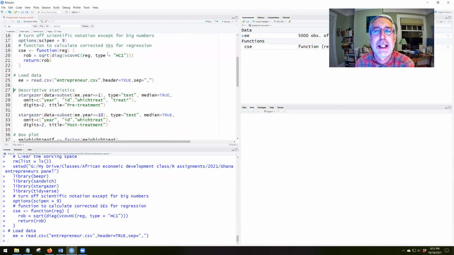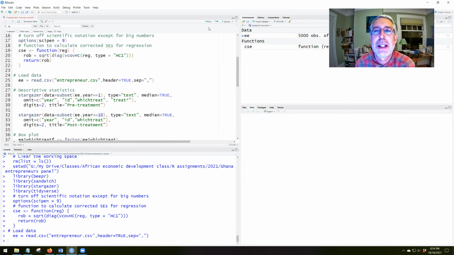We'll read in the data set, so we'll call it EE. Again, a little tip is to call the data set something short, DF, EE. There's no reason to call it a long name because then you'll just be typing or copying and pasting that long name throughout your script. So it's much easier just to call it something really short.